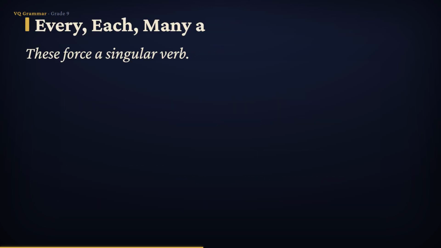There's one more pattern that quietly overrules everything we've said. When the little words every, each, or the phrase many a come right before a compound subject, the verb becomes singular, even though the subject is joined by and.